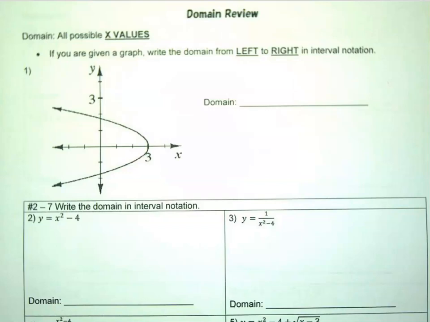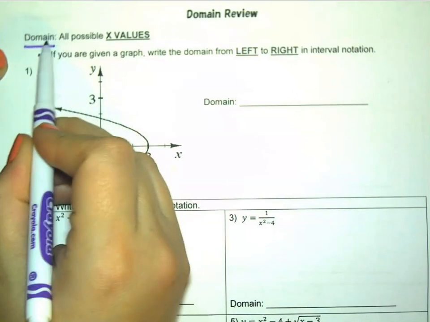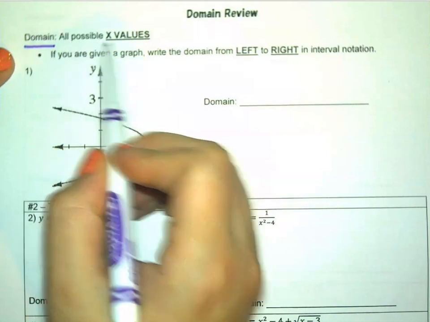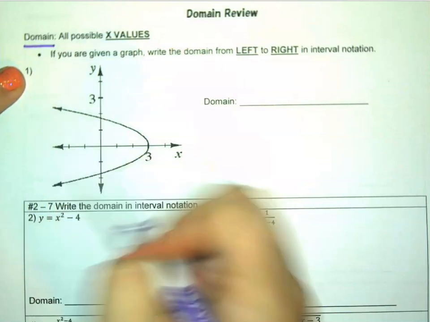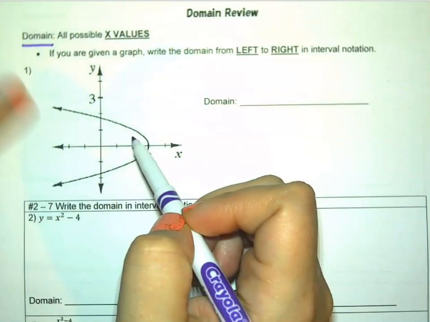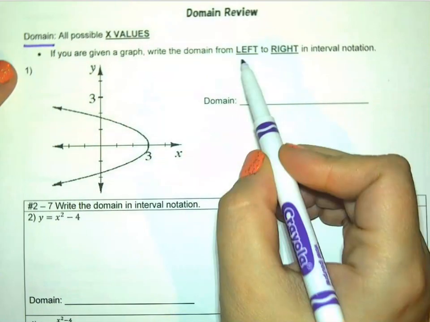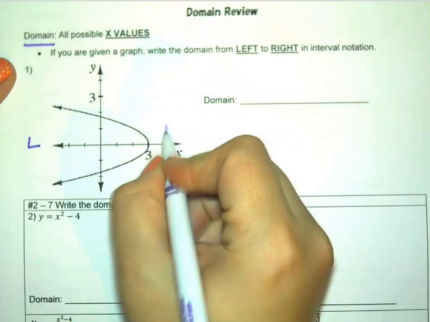In this video, we are going to review the topic of domain. So first of all, let's remind ourselves what domain represents. It represents all the possible x values. Now, if you're given a graphical representation of the function, the easiest way to find the domain is to look at the graph from the left side of the graph to the right side.